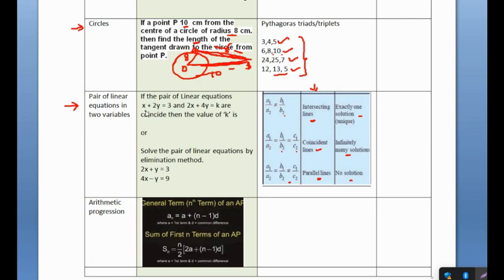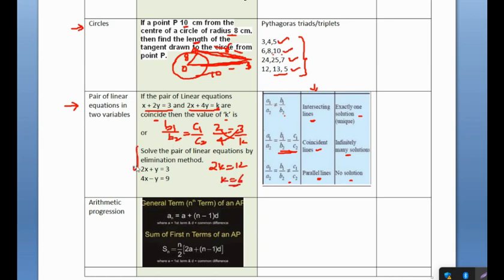The expected question is they will give a pair of linear equations and ask you to find the value of k. The given condition is the coincident condition. We know the coincident line condition: A1 by A2 is equal to B1 by B2 is equal to C1 by C2. I am writing B1 by B2 is equal to C1 by C2, because the value of the unknown is there at C2. B1 is the y coefficient of the first equation, which is 2. B2 is the coefficient of y of the second equation. C1 is 3. C2 is k. Just do cross multiplication. 2k is equal to 12. k is equal to 12 by 2, which is 6.